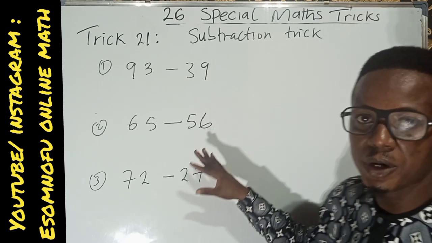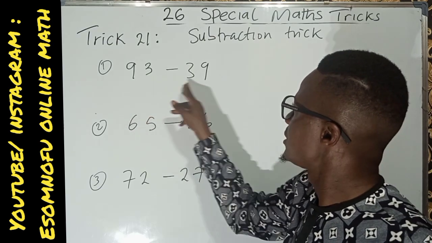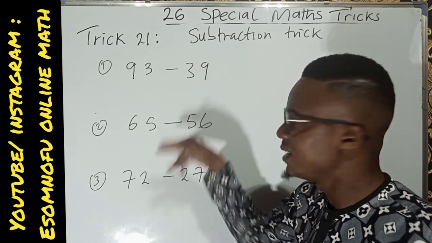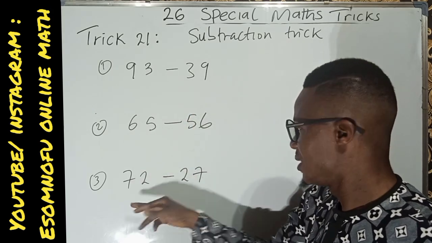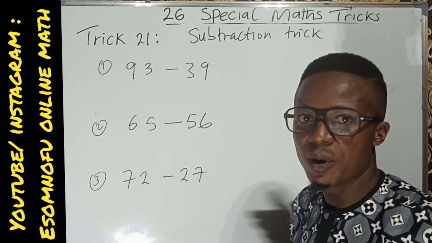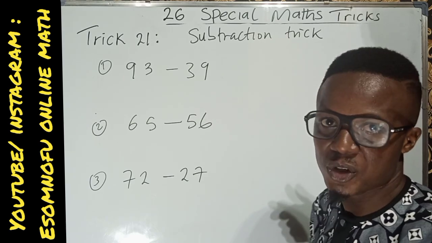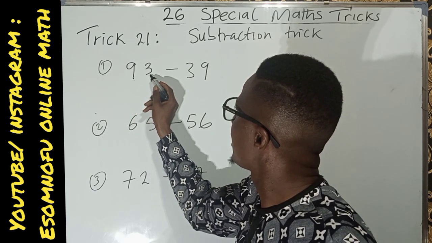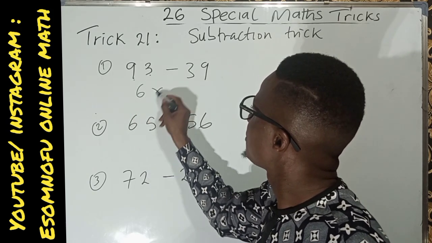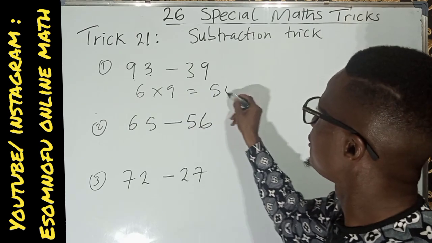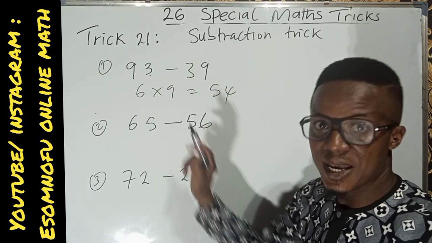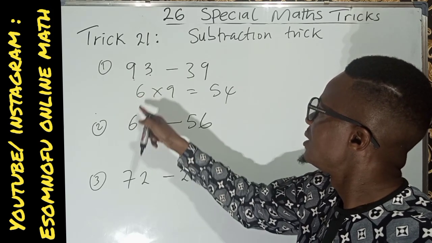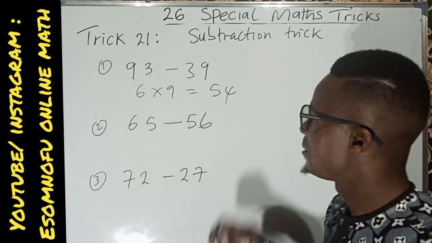I call it subtraction trick for numbers that look as if they are reversals of each other, like 93 and 39, 65 and 56, 72 and 27. Whenever you see numbers like this, it's very simple to subtract them. Don't waste your time. Just say 9 minus 3 will give us 6. That 6 multiply it by 9, you get 54. This 9 is a constant. The 9 must be there. 9 minus 3 is 6. Then 6 times 9 will give us 54.